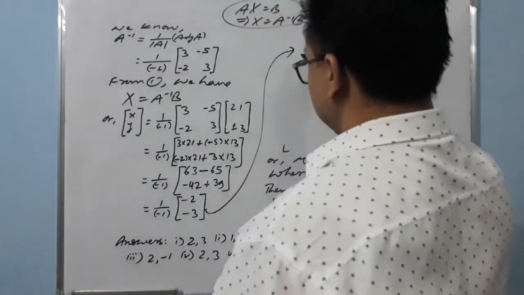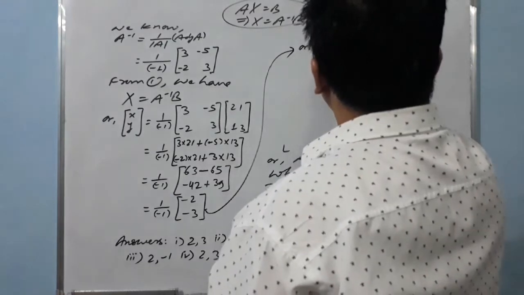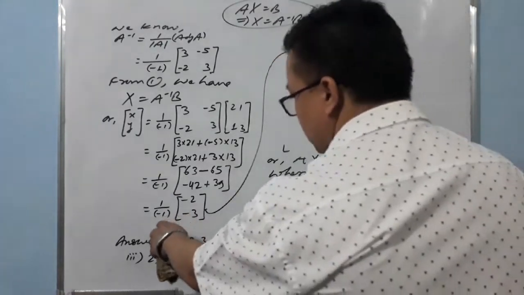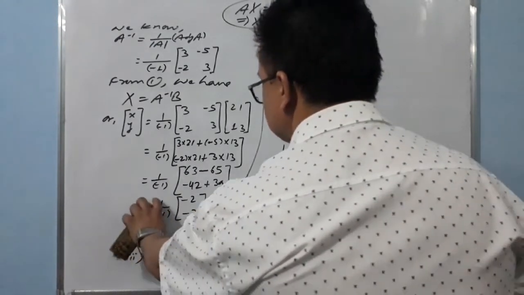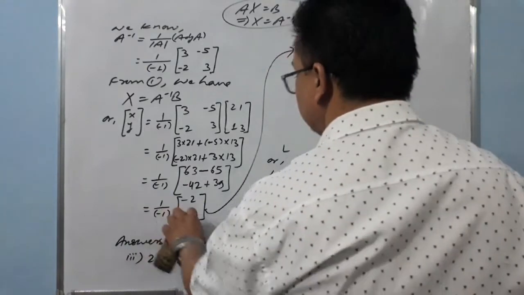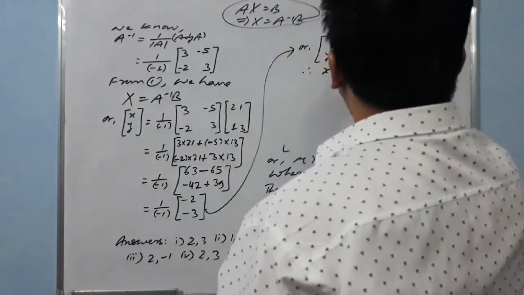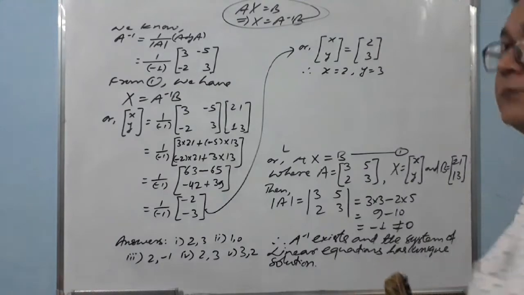Here I am writing the column matrix x y is equal to, now you can multiply at last. Either minus 1 or 2 or 5, it doesn't matter. At last you can multiply this into minus 2, you will get only 2. This into minus 3, you will get only 3. So therefore x is equal to 2 and y is equal to 3. We got the values of x and y.